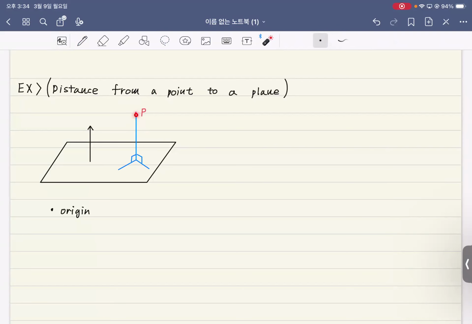So given the plane and the point, you're supposed to find the length of this line. How would you find such a length? For simplicity, I'm going to call this length L. L is the length of the line segment. Okay. How can I find this? Just like this.